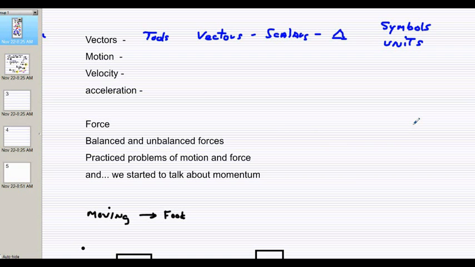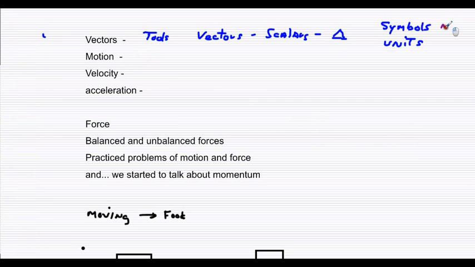So, in our first week, we discussed vectors as our tools. We discussed units and symbols over here. We discussed vectors and motion in general. We talked about specifically velocity, and we talked about acceleration. And velocity, we said, was a vector.